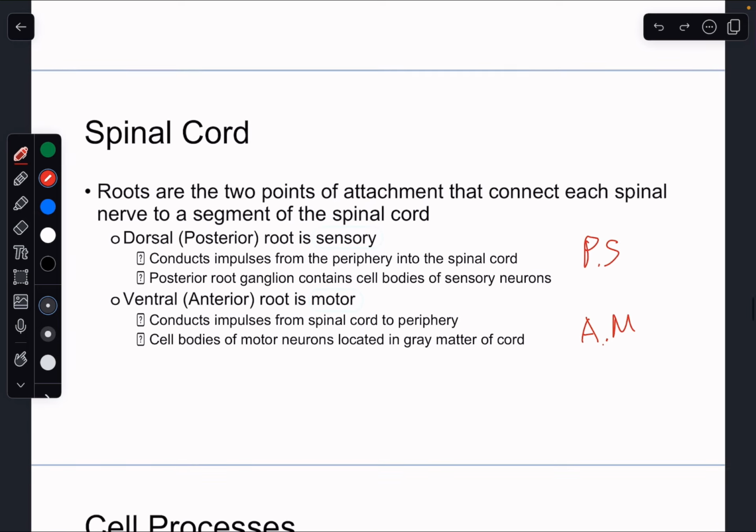The dorsal root conducts impulses from the periphery into the spinal cord. The posterior root ganglion contains cell bodies of sensory neurons.